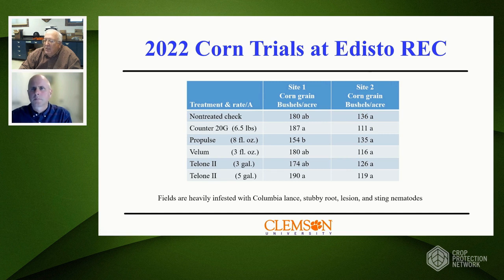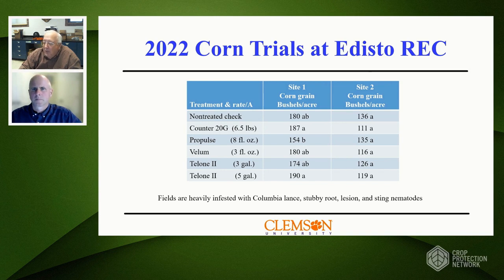And you can see that there's 180 in the check. We did get up to 190 with 5 gallons of Telone, but we spent quite a bit of money to get there. I think this field also had lance, stubby root, lesion, and sting nematodes. We put them to the acid test and found out it's pretty hard to control these nematodes in terms of justifying the money for a nematicide.